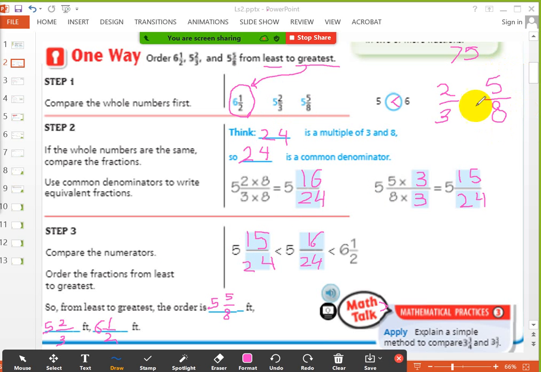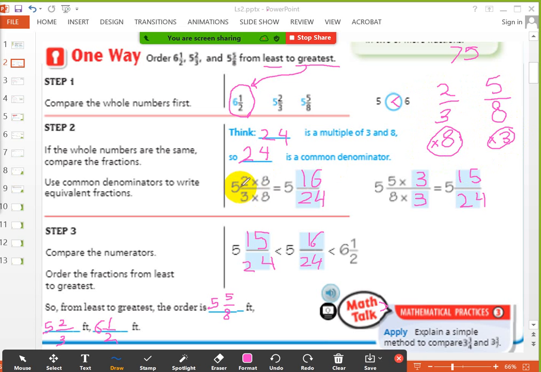I have to make the denominators the same or the numerators the same. The easiest choice is to make the denominators the same. How will I make the denominators the same? I will take this 8 and multiply it with the first one, and this 3 I will multiply it with the second one. So you have to multiply both numerator and denominator with the same number, and then multiply both numerator and denominator of the other with the same number.